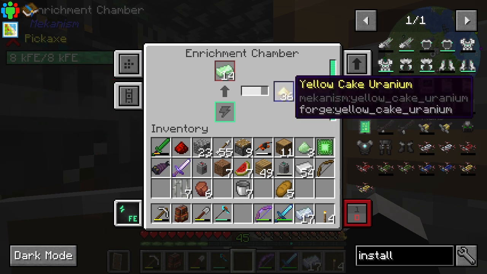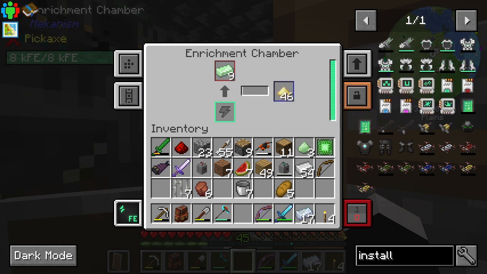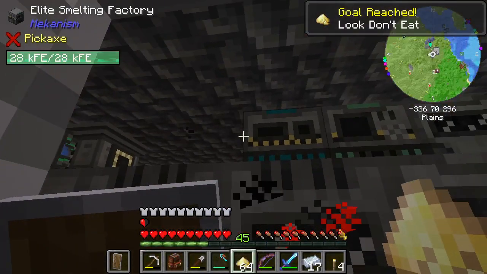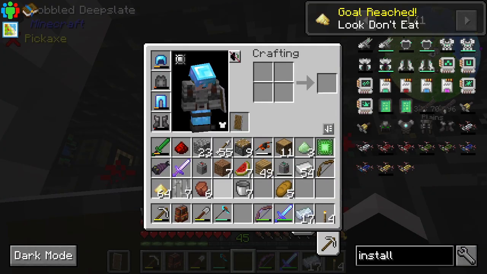Come to think of it, some cakes really are yellow. Do you think nuclear physicists do this? They celebrate somebody's birthday with a yellow cake? It even says it here. Look, don't eat.